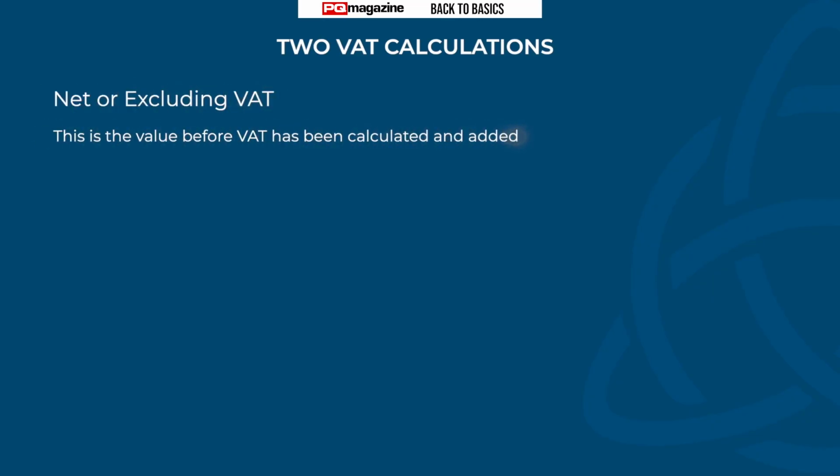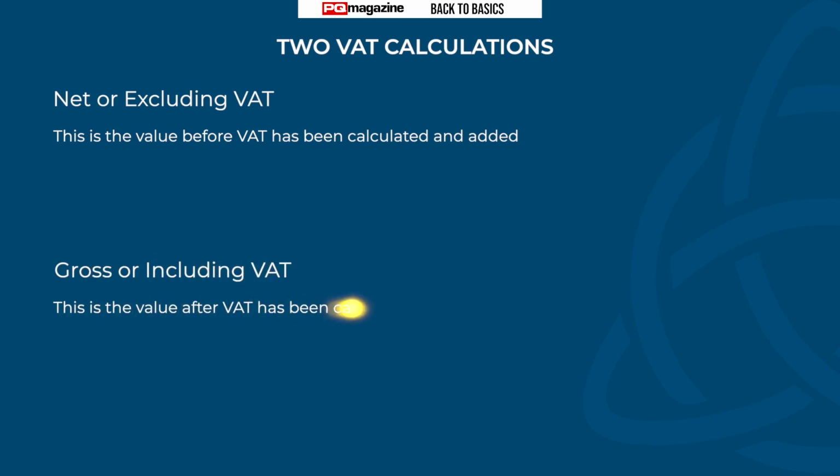In this short video, we'll be looking at both of the VAT calculations. Before we do that though, it's important that we understand the terminology used when talking about goods values before or after VAT. The terms net or excluding VAT would be the total value of goods or services after discount has been taken and before VAT has been added.